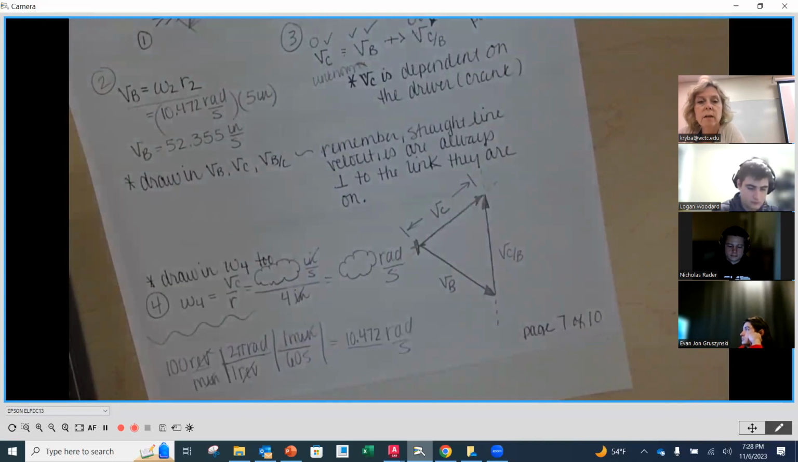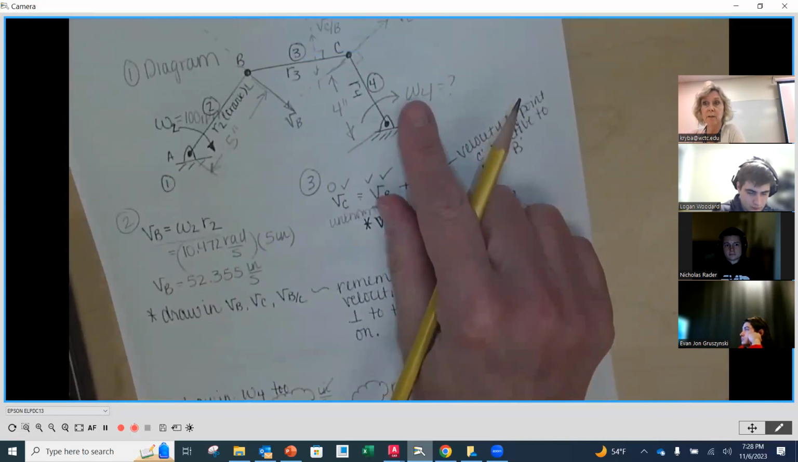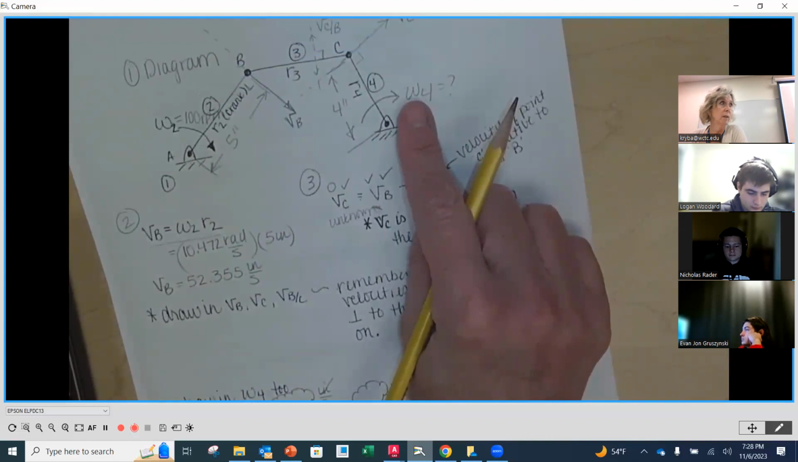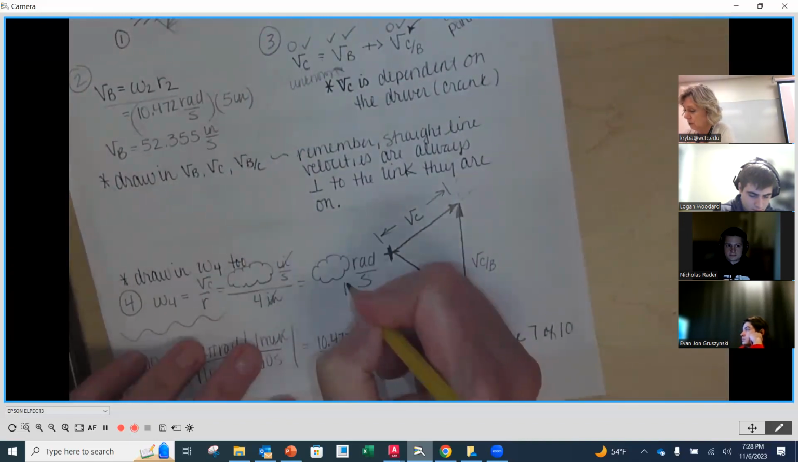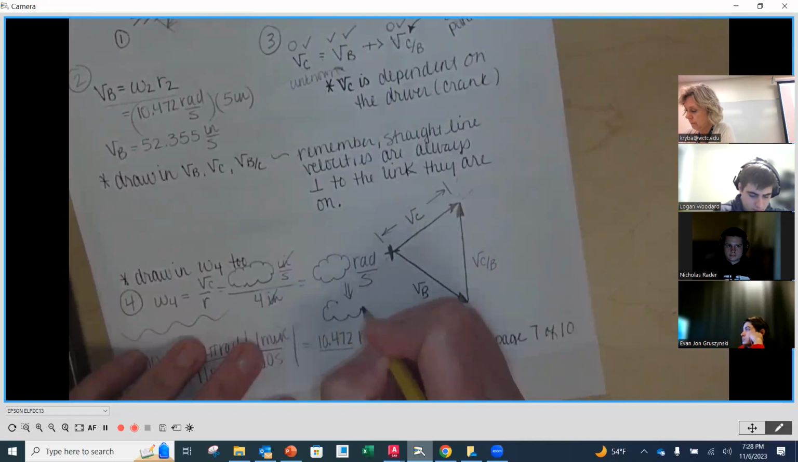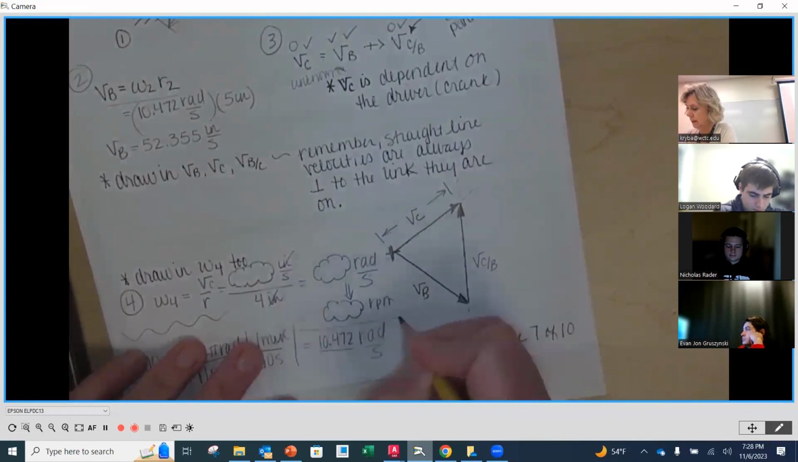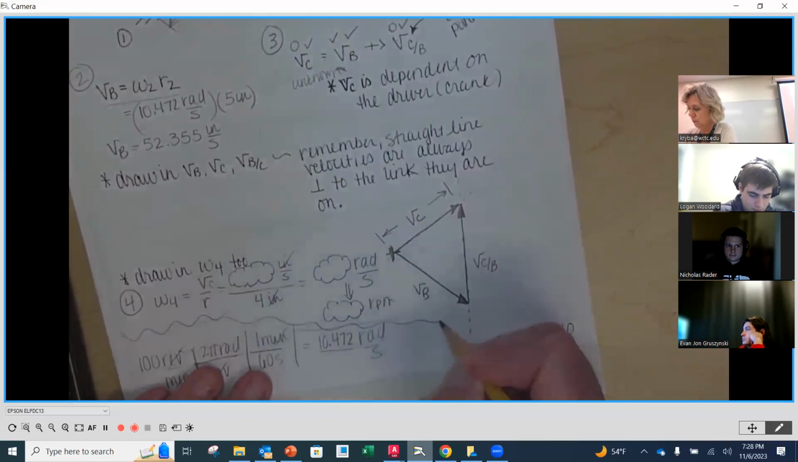Now, we will not leave our final answer in radians per second, right? If we're ever asked to find out what the final angular velocity is of a link, our answer will come out of that equation in radians per second, but then what will we do? We will actually convert it to RPMs, revolutions per minute.